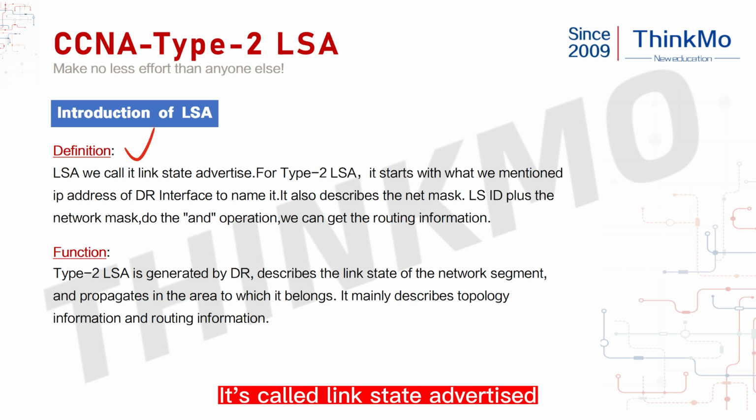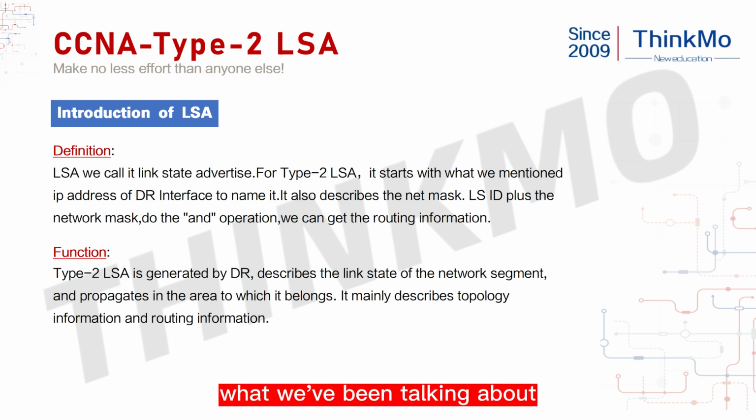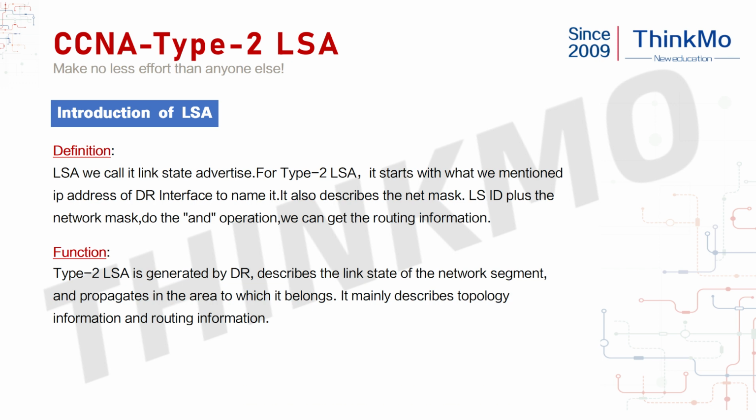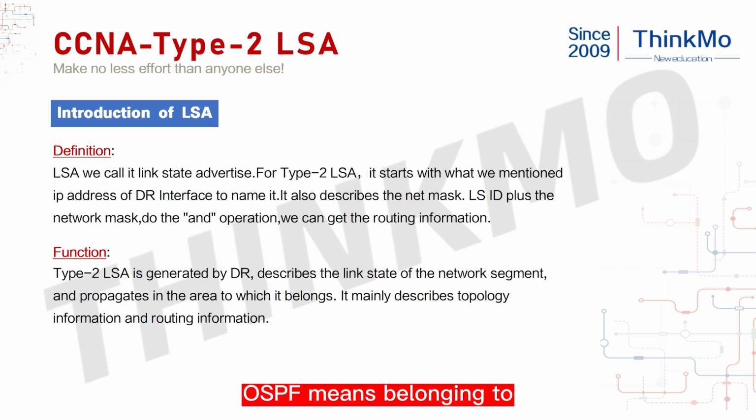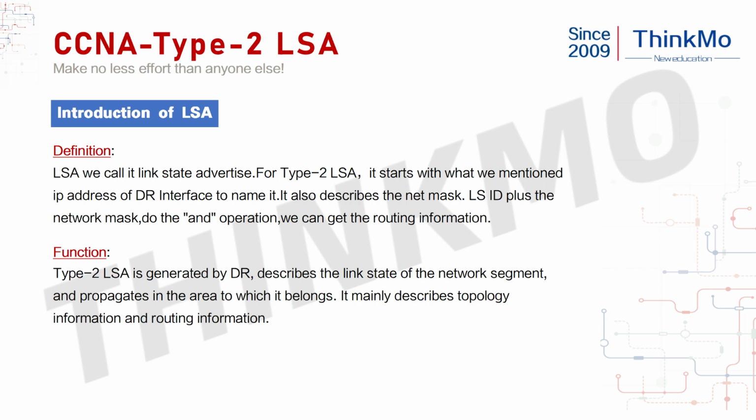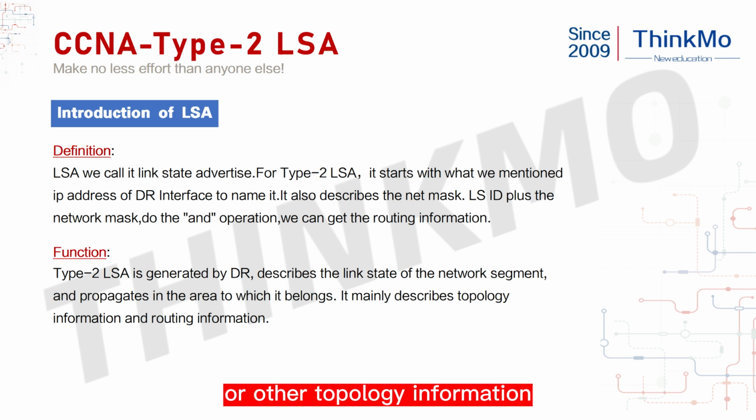It's called Link State Advertisement. It comes from what we've been talking about, the Link State Routing Protocol. Because we all know that for routing protocols, there are link state and distance vector. OSPF belongs to the link state routing protocols. Link state describes some specific link state or other topology information.